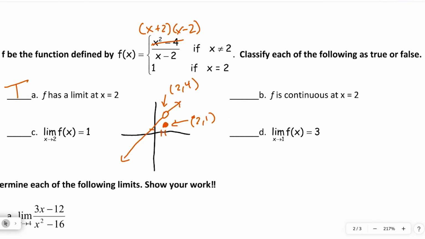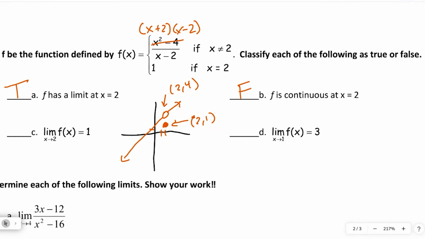B says f is continuous at x equals 2. Well, no. Although we don't know the exact definition yet, we did kind of define it by saying that you would need to be able to draw the curve without lifting your pen, and we can see clearly you would have to lift up your pen to jump over that little hole there.